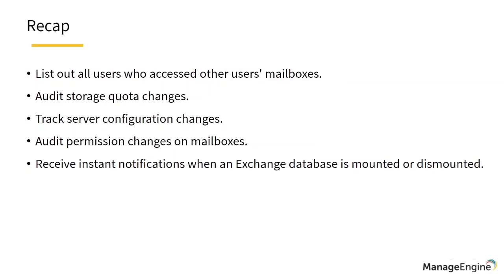We also saw how you can track changes to server configuration settings. This means you can track changes to your hub transport settings, or changes to your send or receive connectors, changes to circular logging, and so on. We saw how you can track changes to permissions, again, mailbox permissions, and how you can set up an alert for mailbox permissions. Setting up an alert was something I discussed in the last task for the day, and that's how you would set up an alert for every report under the audit tab.